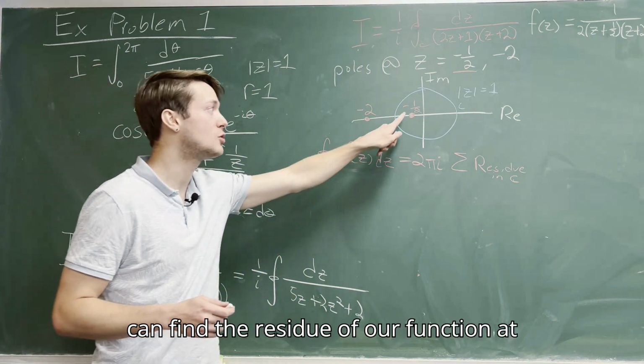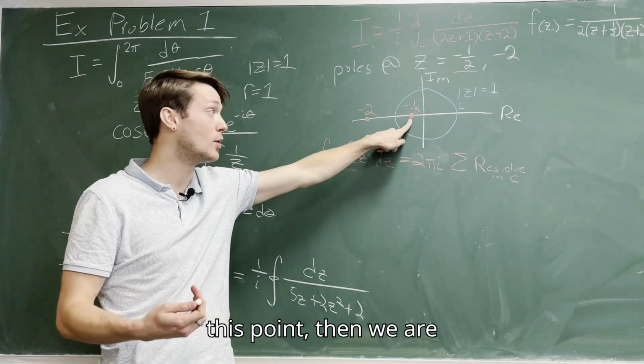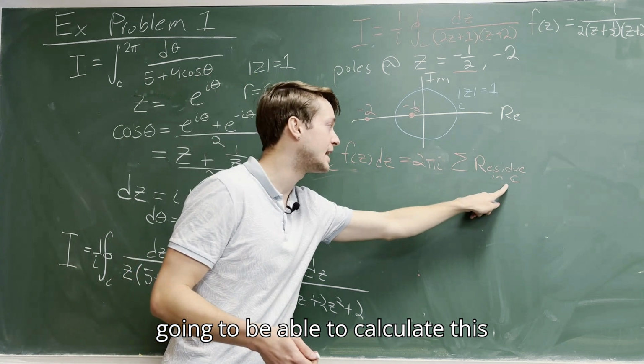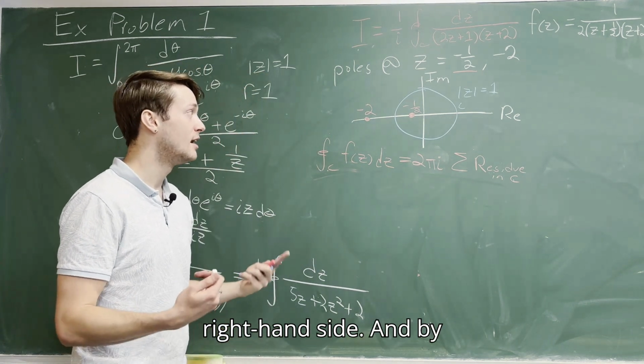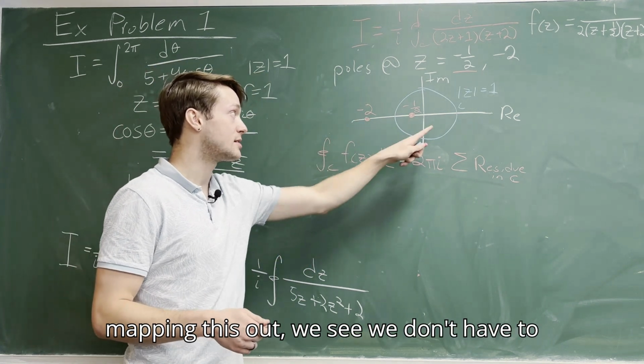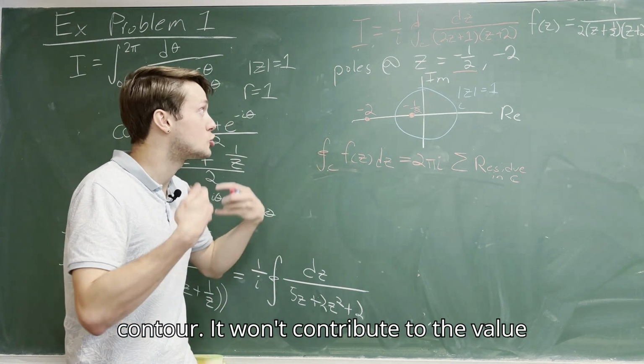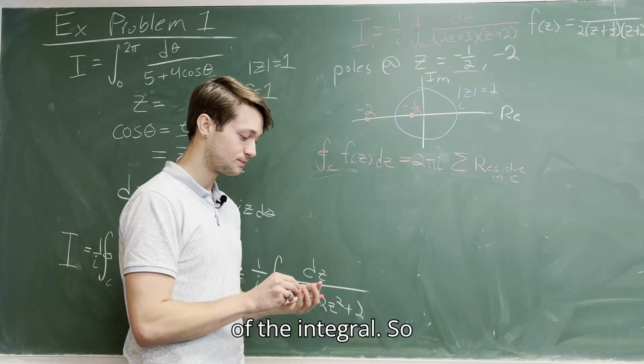And so if we can find the residue of our function at this point, then we are going to be able to calculate this right-hand side. And by mapping this out, we see we don't have to worry about this other pole. It's not in our contour. It won't contribute to the value of the integral.